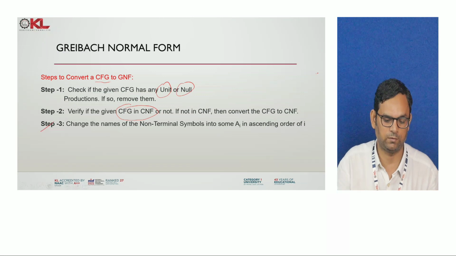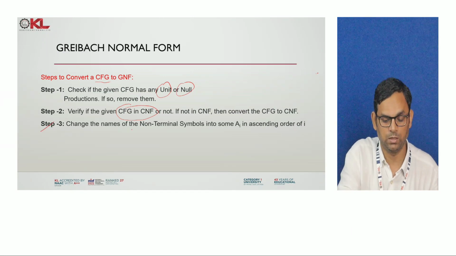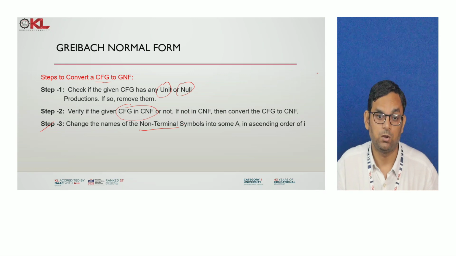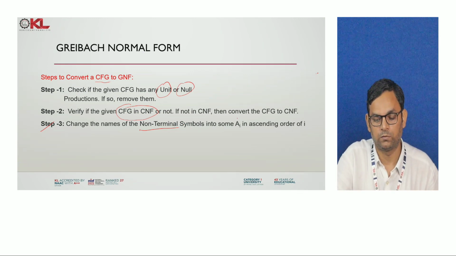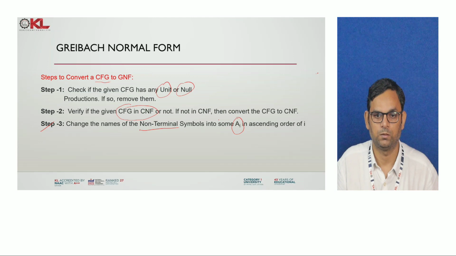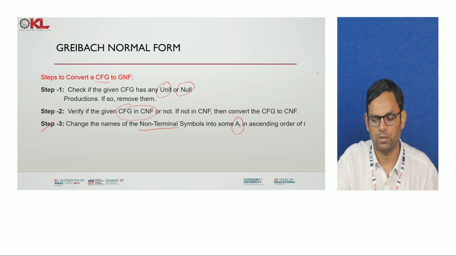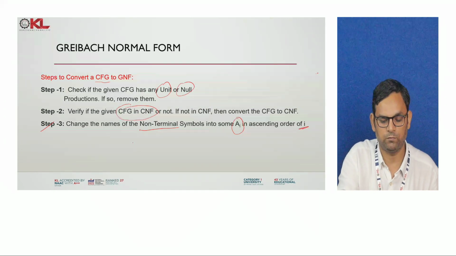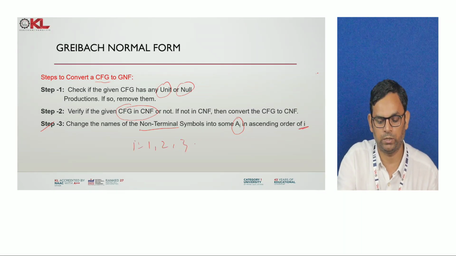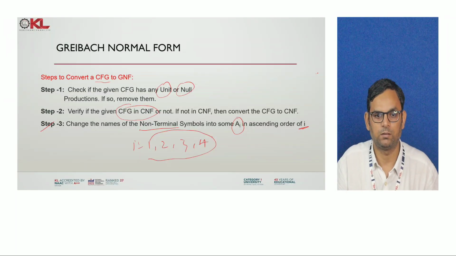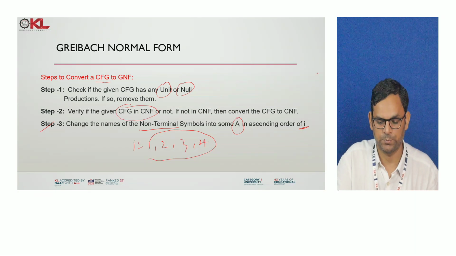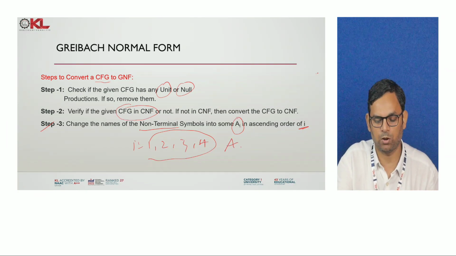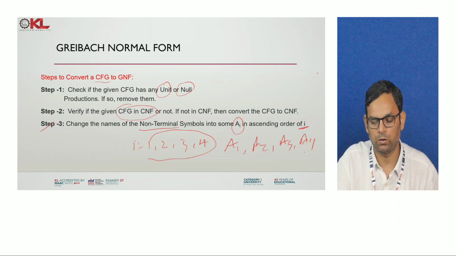The third step says change the name of the non-terminal symbols into some Ai. Every non-terminal should be replaced by some Ai. Ai means ascending order of i, where i may be 1, 2, 3, 4. It depends on the number of non-terminal symbols in the given grammar. Means we have to replace every non-terminal with A1 or A2 or A3 or A4 and so on.